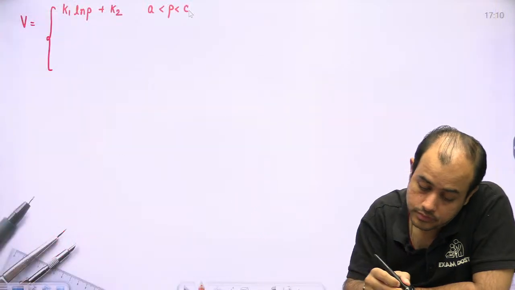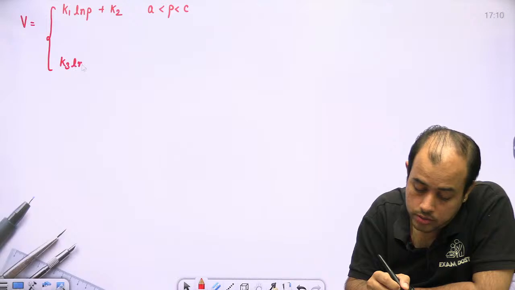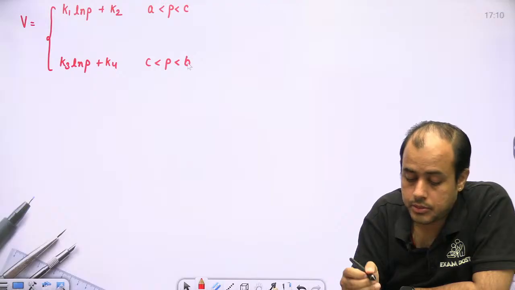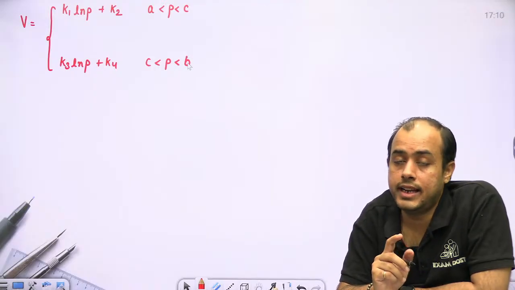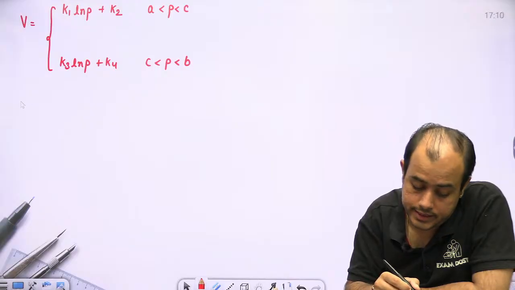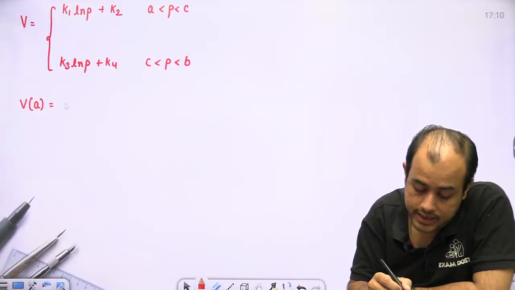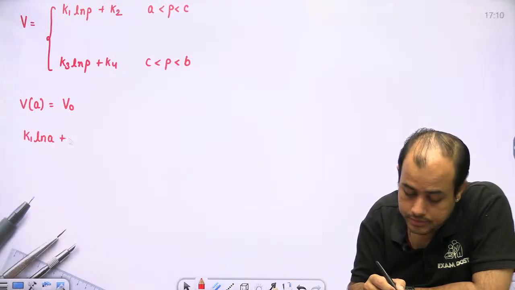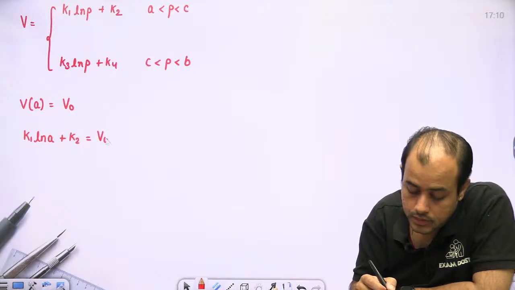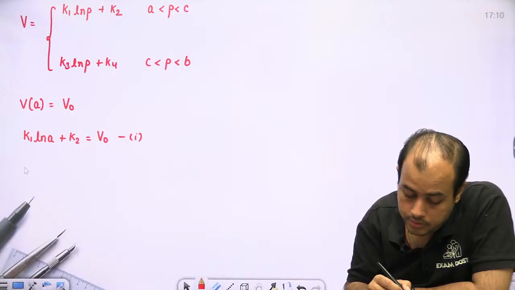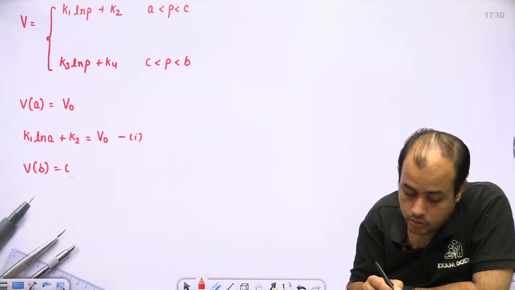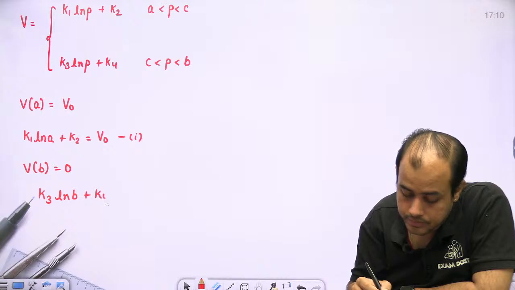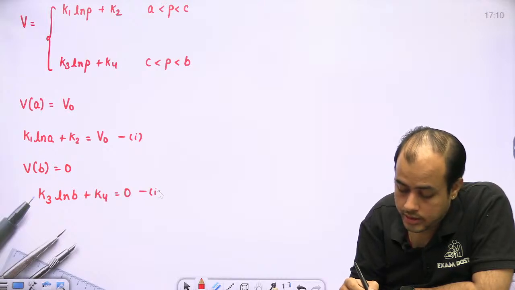Okay. K3 log rho plus K4, C up to B. Now we need to find the four constants. Now potential at A is V0. A will lie in the first interval. First equation. Potential at B is 0. B will lie in the second interval. Two more equations I need.